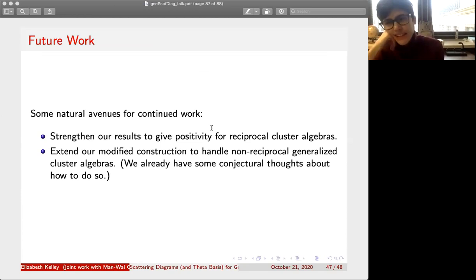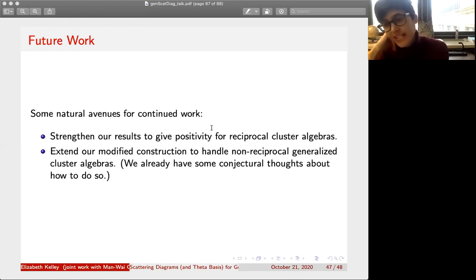So I think the moral that I want you to take away is that we can tell this story for this generalization, and that gives us a way to define the theta basis for a subclass of these generalized algebras. And then there are some natural ways that I would like to continue working with this construction.